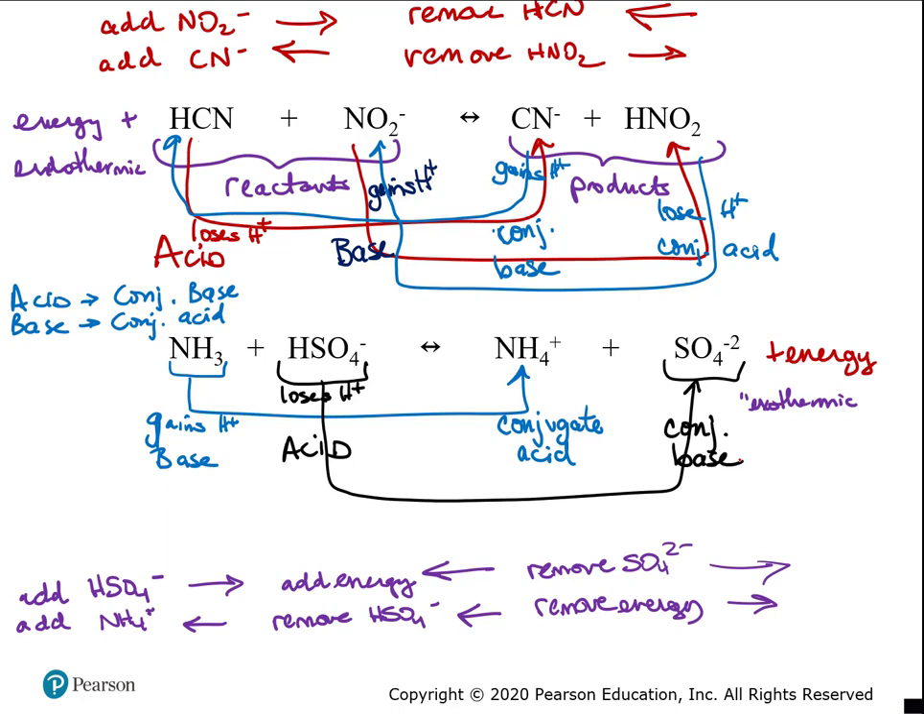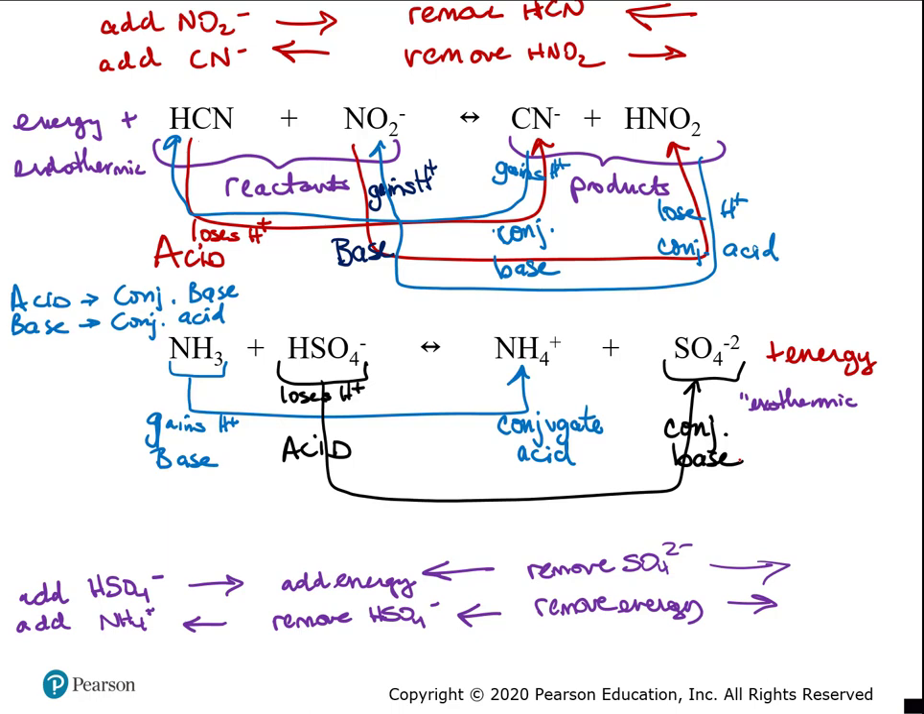Okay, so that's really all you have to do. You just look at the reactant and find the most similar molecule on the product side and figure out, did it gain a hydrogen or lose? If it gained a hydrogen, it's a base. If it lost a hydrogen, it's an acid. And then whichever pair it is, it's the conjugate opposite. So if it's an acid, then it's the conjugate base on the product side. If it's the base, it's the conjugate acid on the product side.